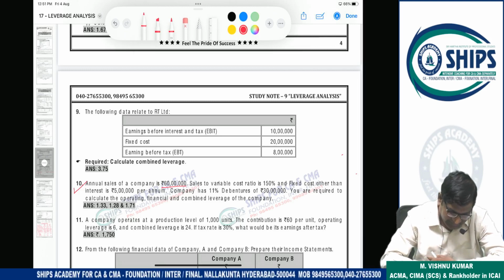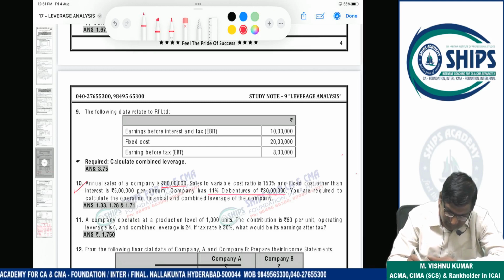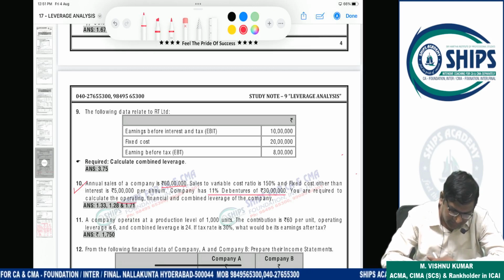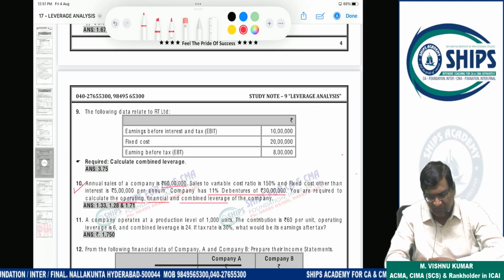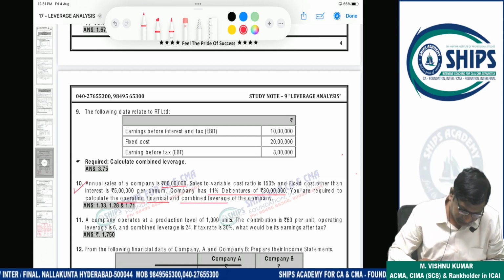Fixed cost how much given? 5 lakhs. Company has 11% debentures of 30 lakhs. You are required to calculate operating, financial, combined leverage. Okay? Right, sir.